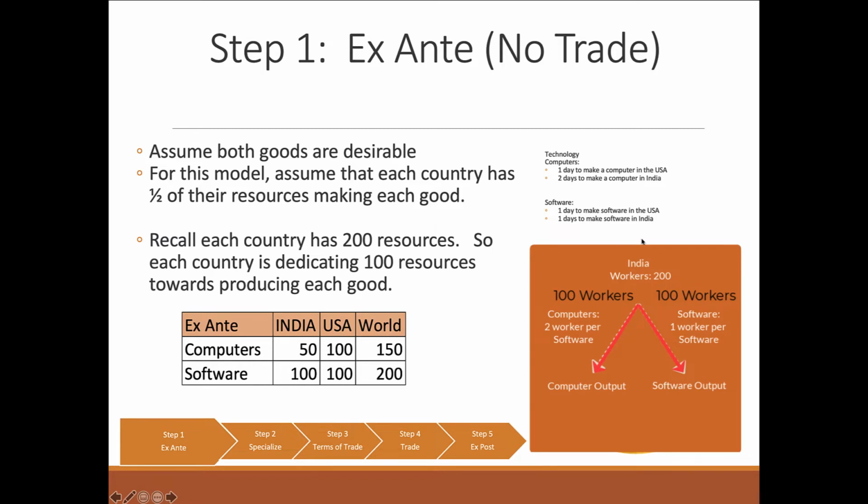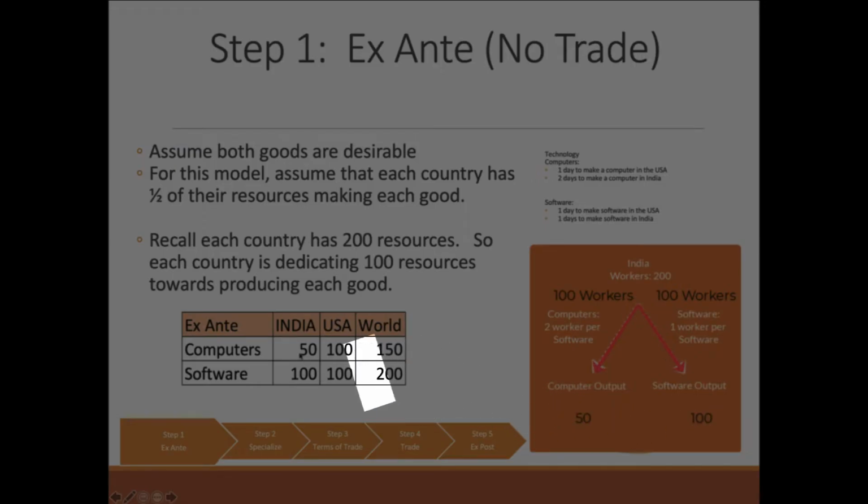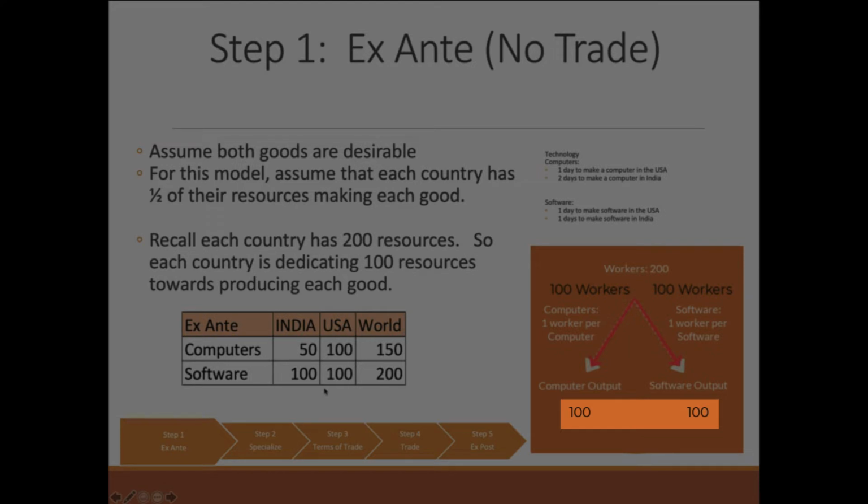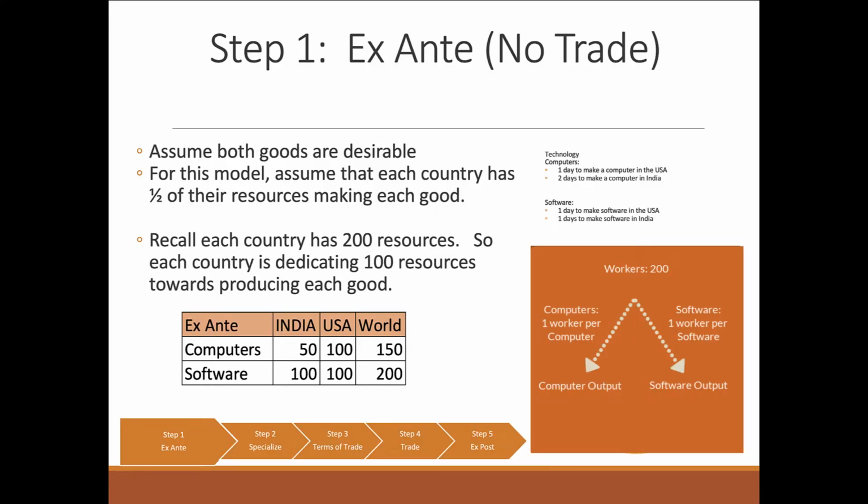If I send 100 workers in India to make software, each one of them can make a software. So we're going to end up with 100 software and 50 computers in India. In the United States, it takes 1 day to make a computer. So you sent 100 workers of the 200 to making computer and software. We're going to end up with 100 of each. In the world, our world output is 150 computers and 200 software. That's our starting point. Now we have to say we can do better.